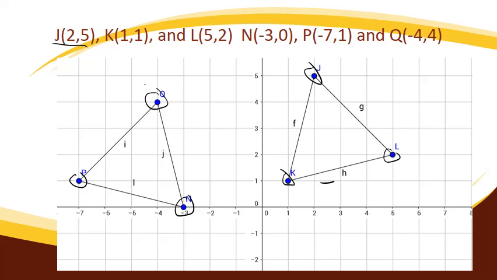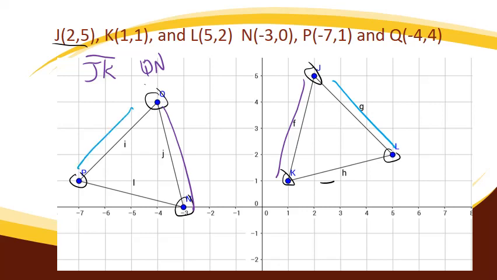Let's say we start with JK and QN. Let me do it like that. JK. We want to know if that is equal to QN. And then we would be looking at JL to QP. And then lastly, we would want to consider, let's say, LK to PN.